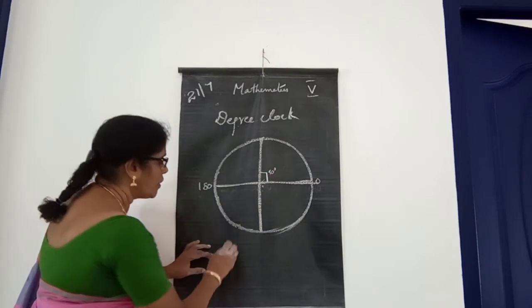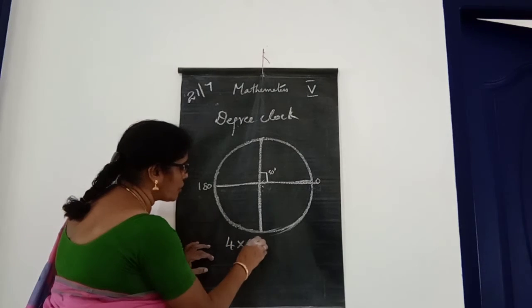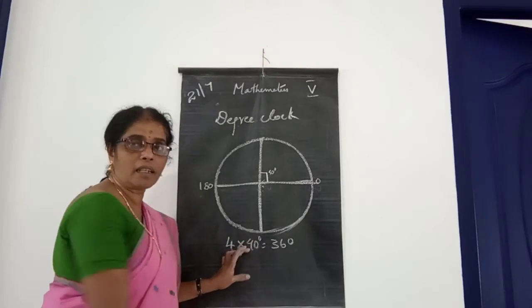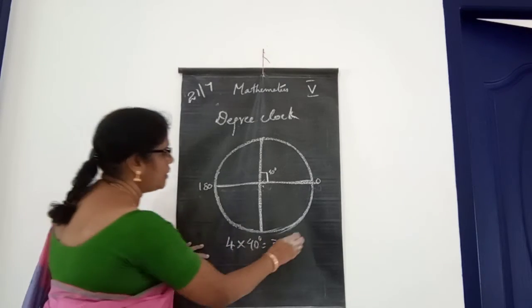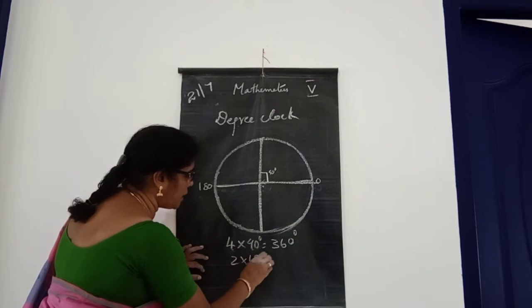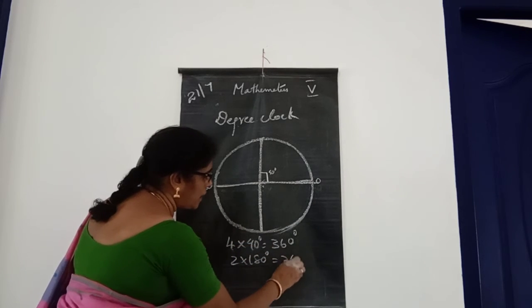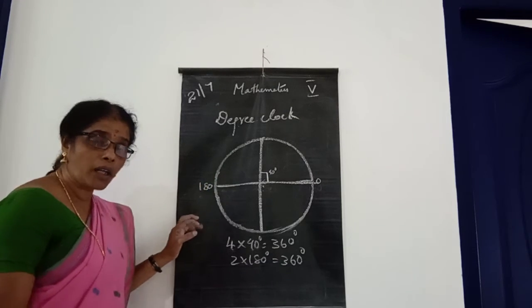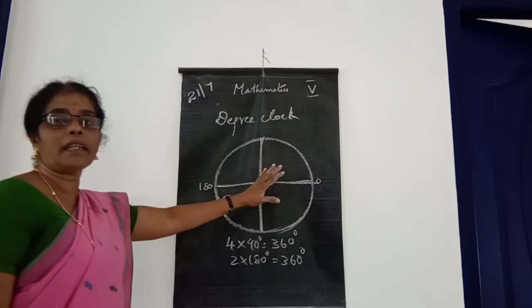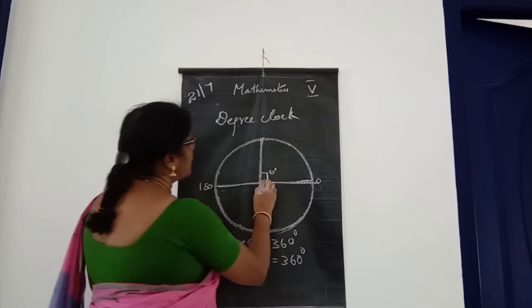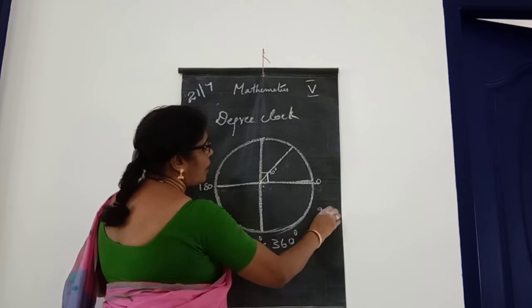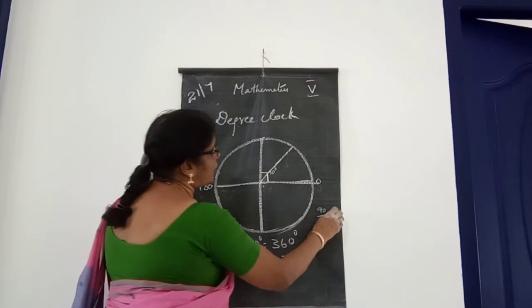4 90 degrees, that also is 360 degree, isn't it? 4 nines are 36, and a zero, that is 360 degree. And otherwise 2 180 degree, that also is 360 degree. Or otherwise, if this is 90 degree, what is half of that 90 degree? Half of 90, that is 90 by 2, that is 45.